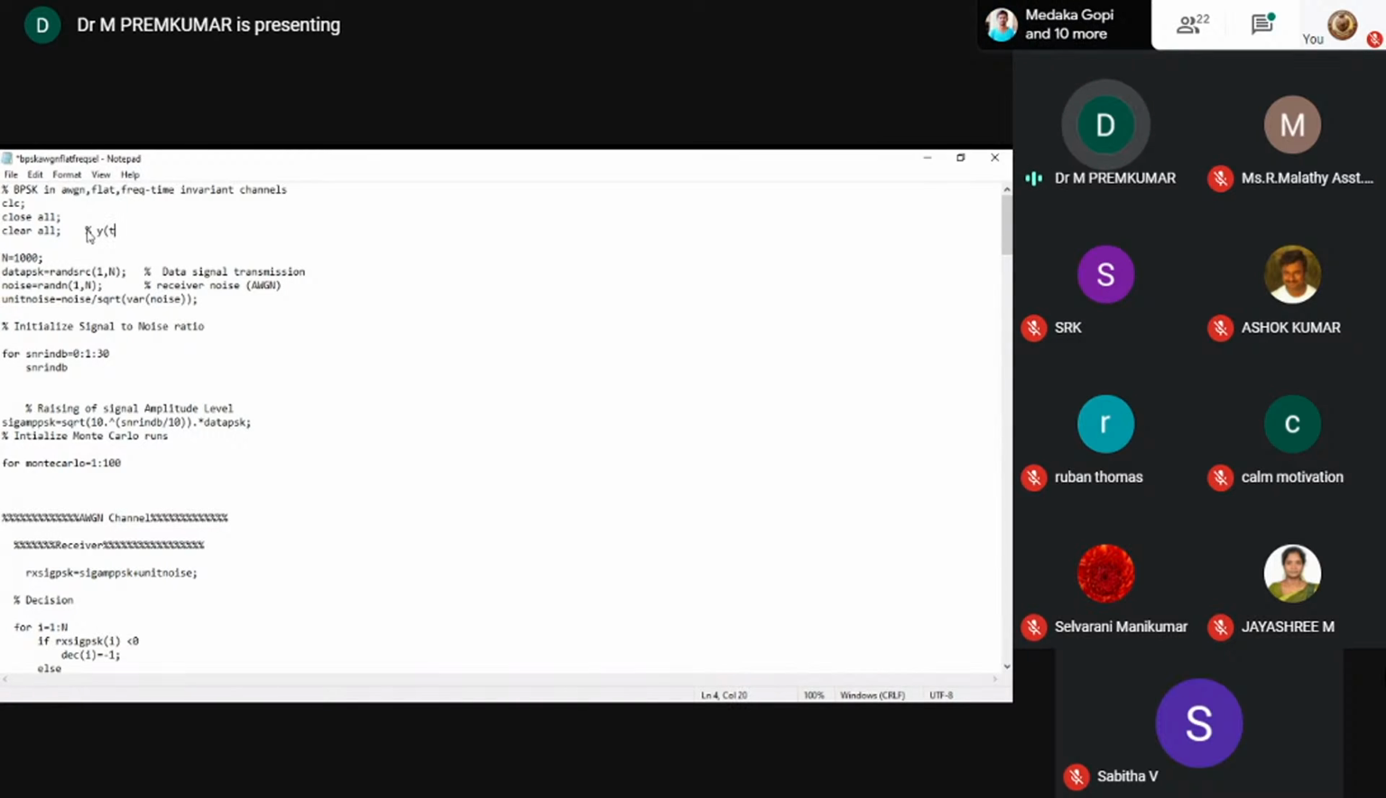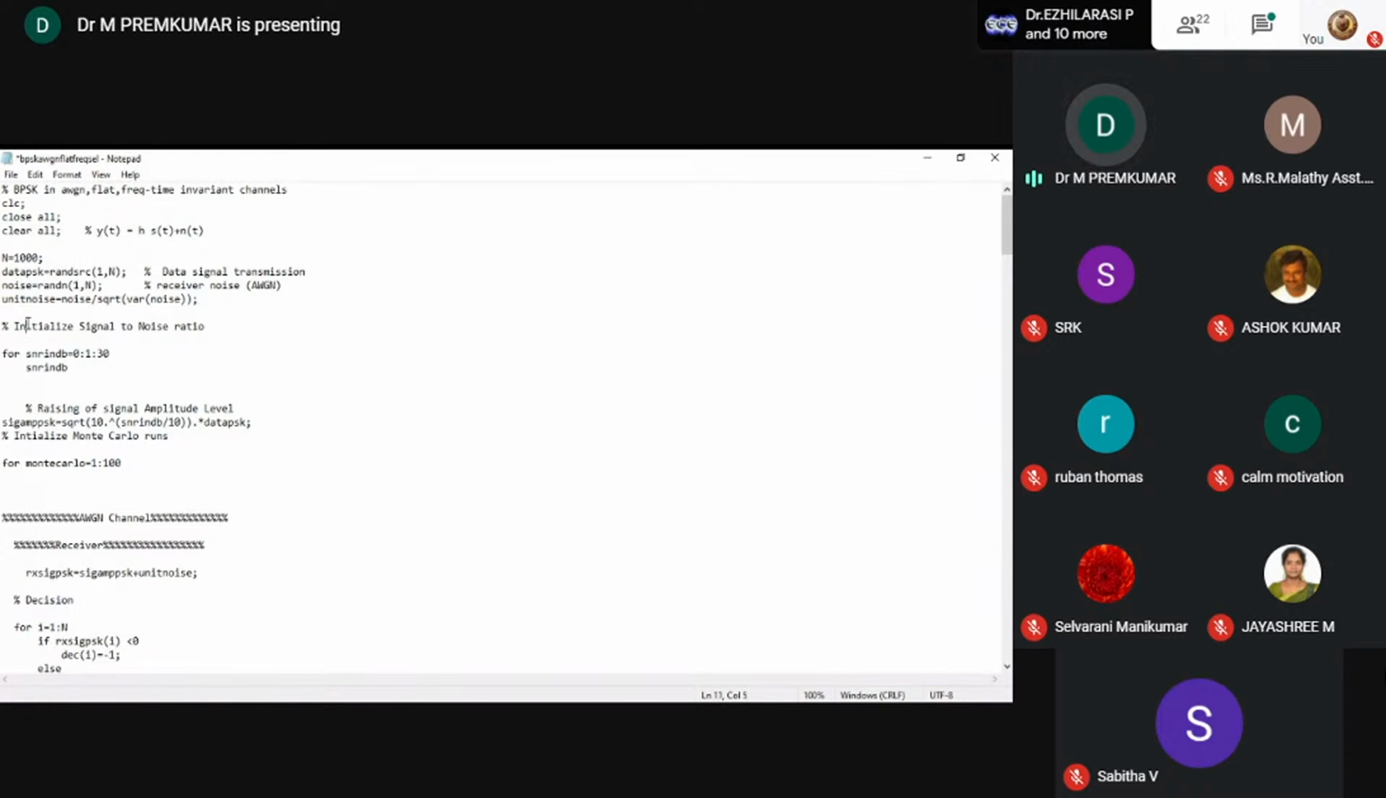y of t, that was what we saw. y of t is equal to h into s of t plus n of t. So this n of t is the receiver noise, and this s of t is nothing but the data signal transmission, and h is nothing but the channel actually.